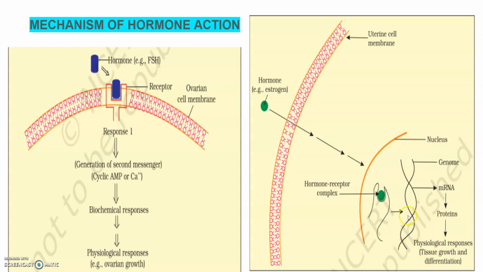So this is the diagrammatic representation of the mechanism of hormone action. Now here it is a protein hormone or a steroid hormone. How does it affect the genome? Here you can see it's a protein hormone, and here it's a steroid hormone, and how it is affecting.